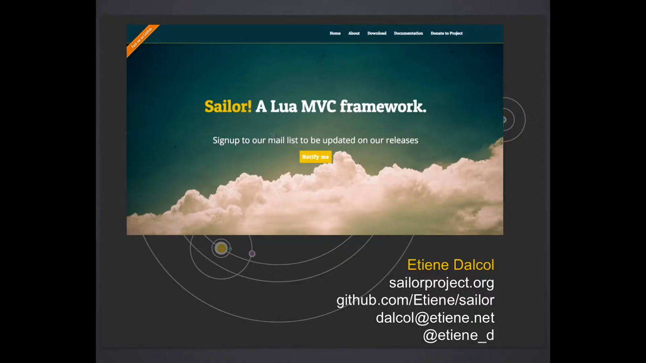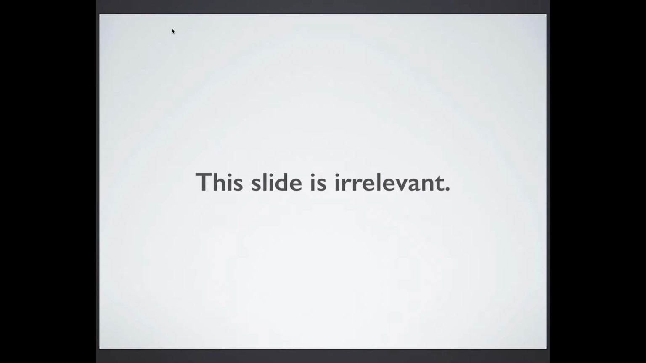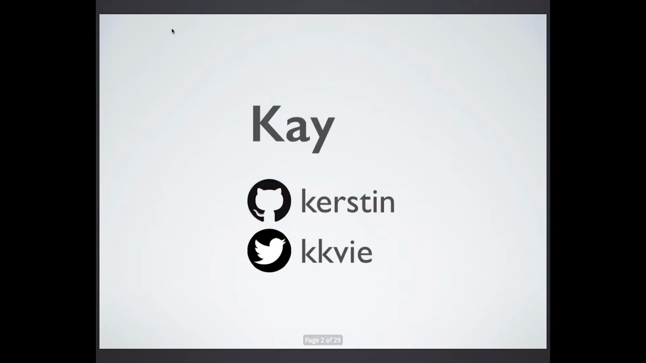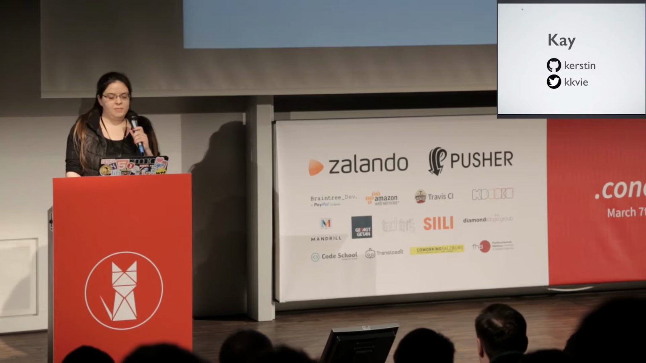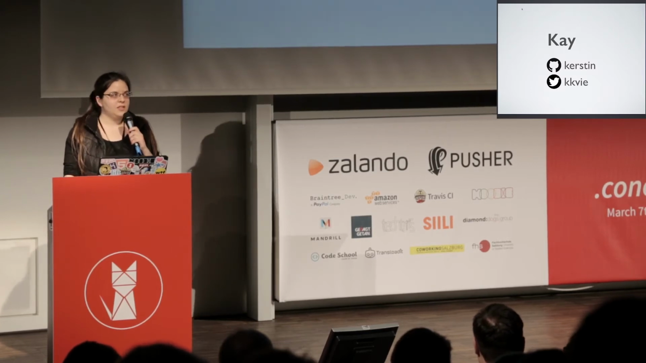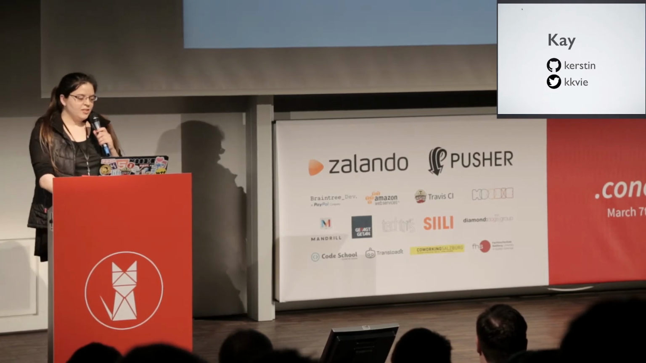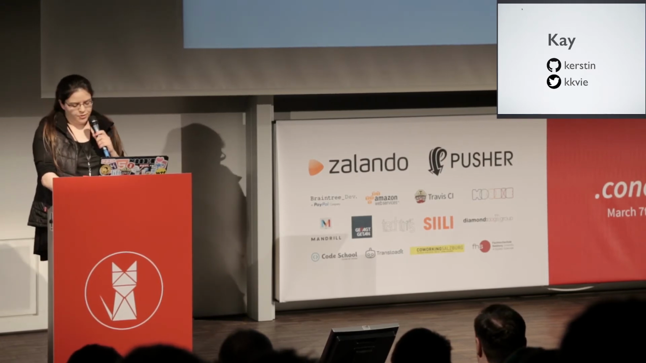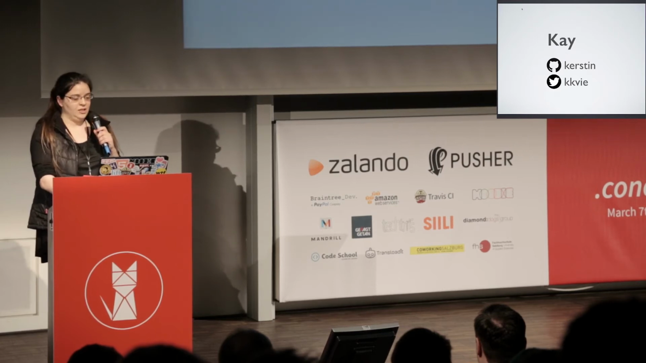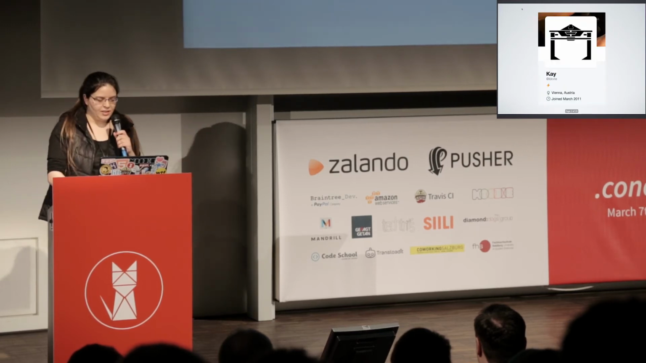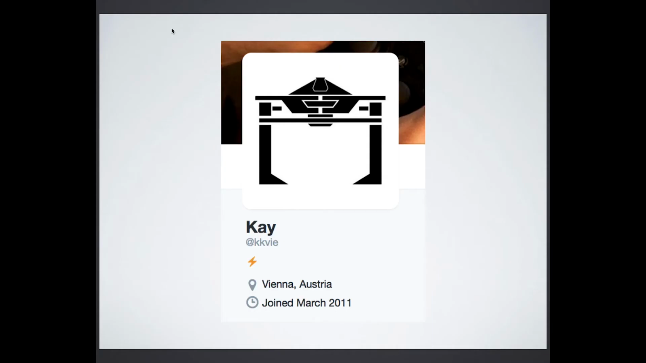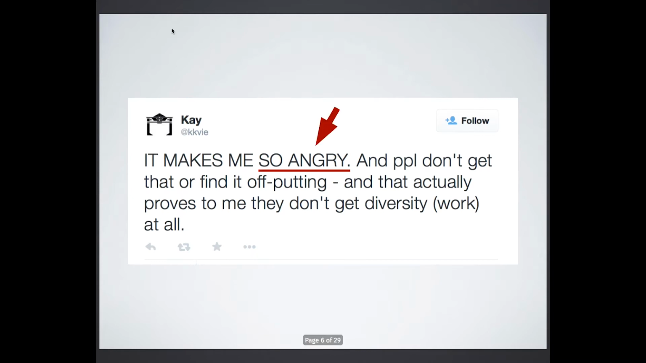Hi. So, my name is Kay. You can find me as Kerstin on GitHub. You can also find me on Twitter. That's KKVIE. You might want to follow me on Twitter, though, because I'm one of those angry feminists. It's true. What can I say? Yeah, some of you in here follow me already, and you can attest to that.